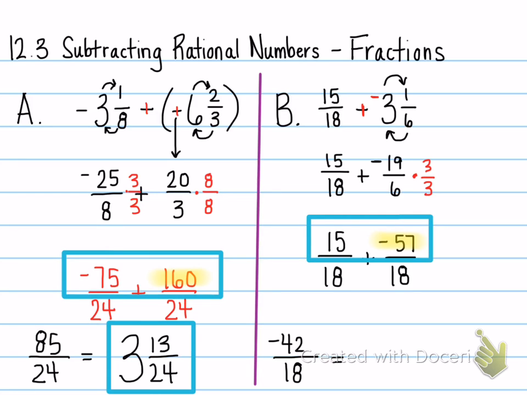18, 2 18s is 36. 3 18s is 54. So I know that 3 18s is too much. So 2 whole 18s is 36. I take 42 minus 36 and I get 6 over 18. Since it was a negative divided by a positive, my answer is negative 2 and 6/18.